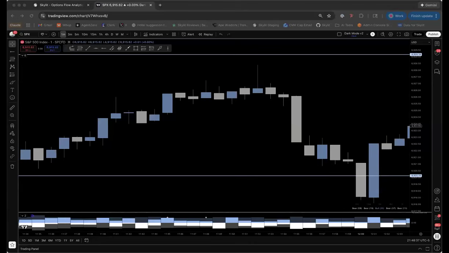Yeah, 69.29 was the high, 69.20 was the gatekeeper, and 6900 was the downside king node.